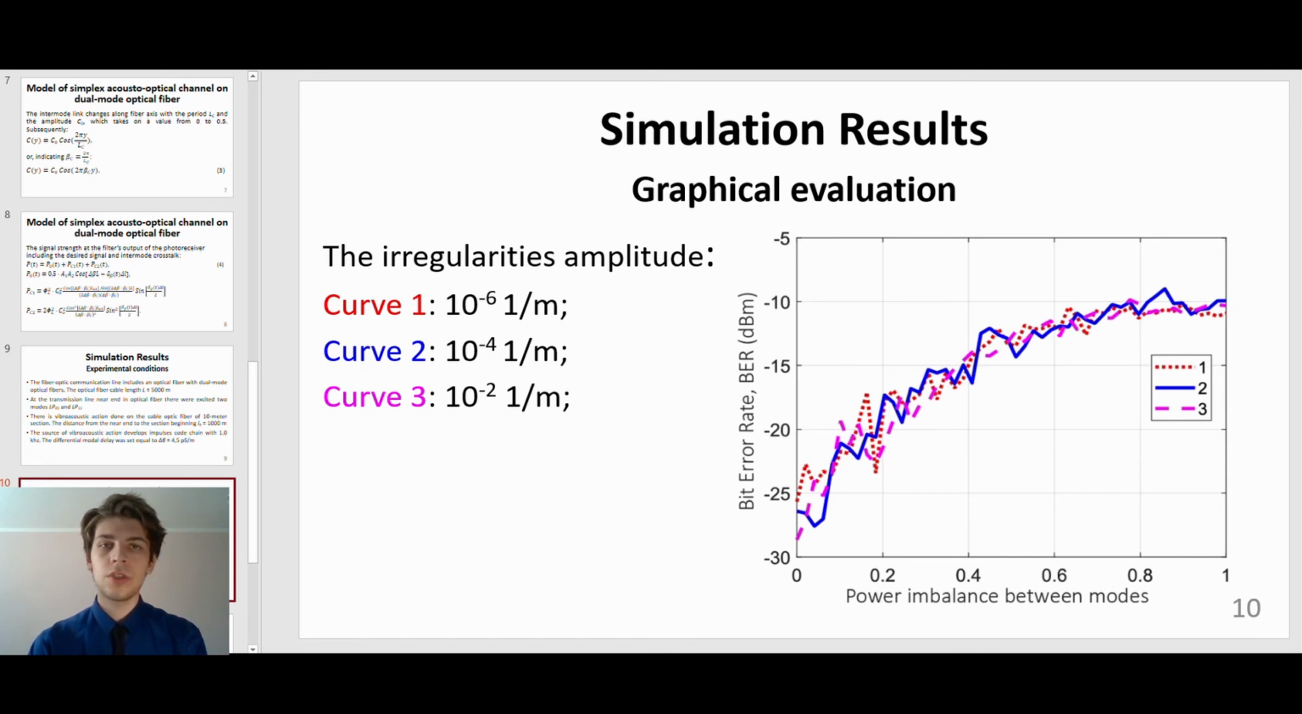The picture shows an example of the bit error rate dependency upon the imbalance of power between modes per unit value. For this case, the irregularity change period was 10 times longer than the bit length of the dual-mode optical fiber modes under consideration, where the irregularity amplitude was set equal to 10^-6 per meter, 10^-4 per meter, and 10^-2 per meter. The action intensity was considered to be equal to 0.0005 rad per meter. The noise-to-signal ratio at the photoreceiver output was taken to be equal to 30 decibels.